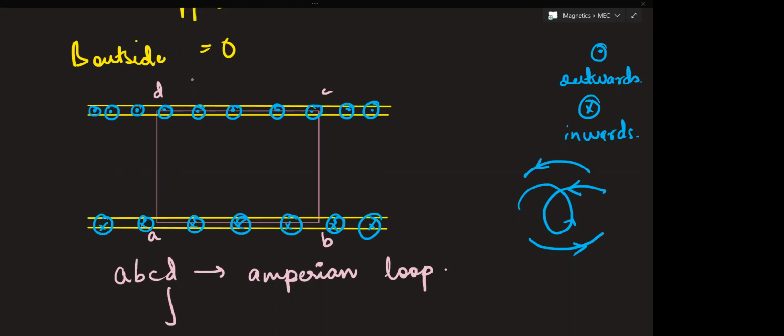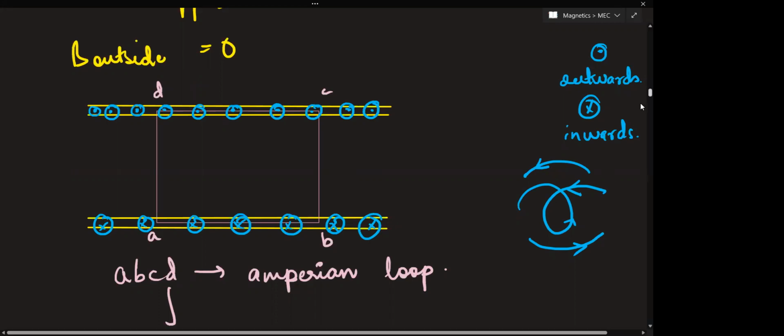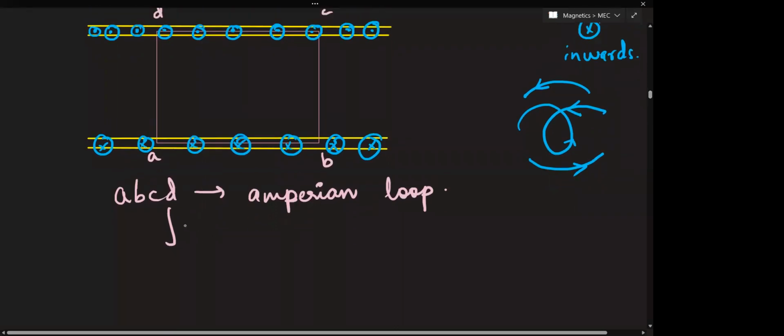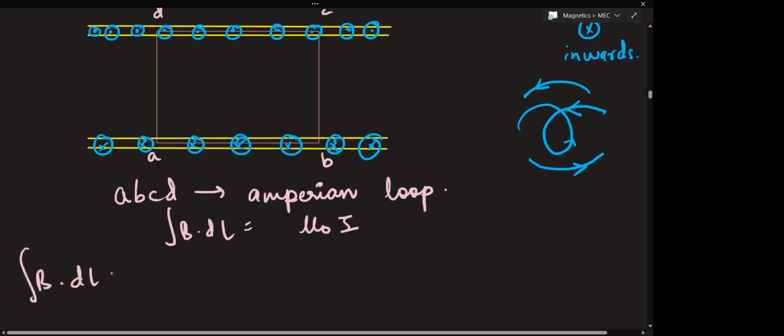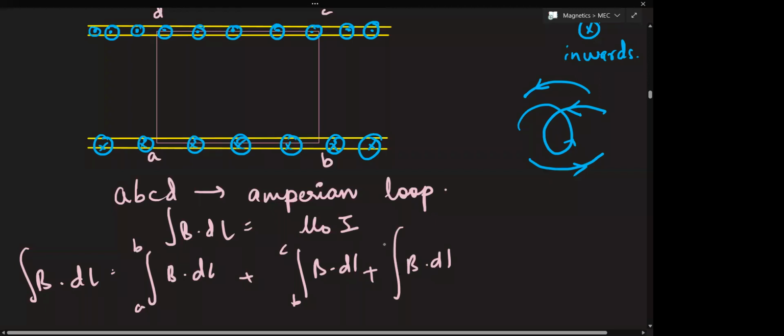It states that the line integral of the magnetic field along a closed loop is mu naught times the total current enclosed by the loop. Perfect. So B dot dl is basically mu naught times the total current through the loop ABCD. Let's divide it: B dot dl for AB, plus B dot dl for BC, plus B dot dl for CD, and ultimately B dot dl for what was left, DA. This derivation comes in your exam.